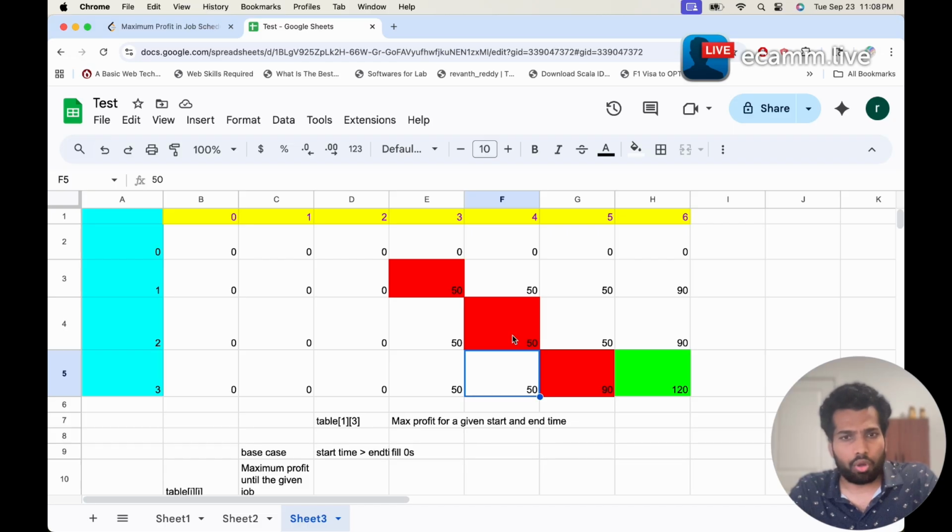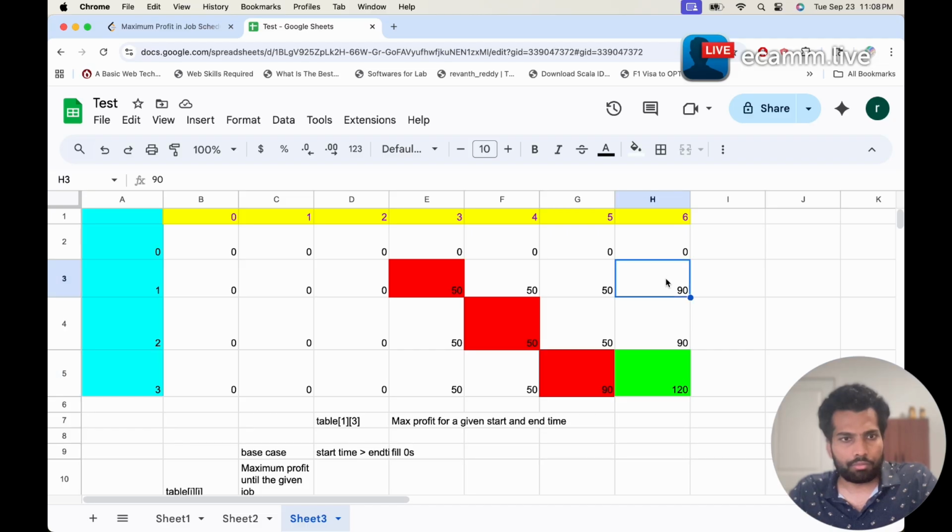We do not have jobs for this cell and this cell. Again, when we come here, we do have a job that is starting at 3 and ending at 5. If you apply the same thing, we will have either 50 comma 90. We choose the maximum and we fill it with 90, and we do the same thing here.